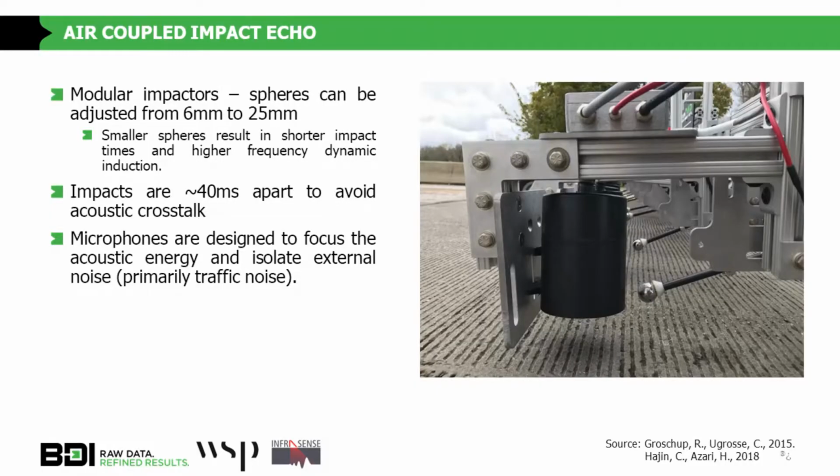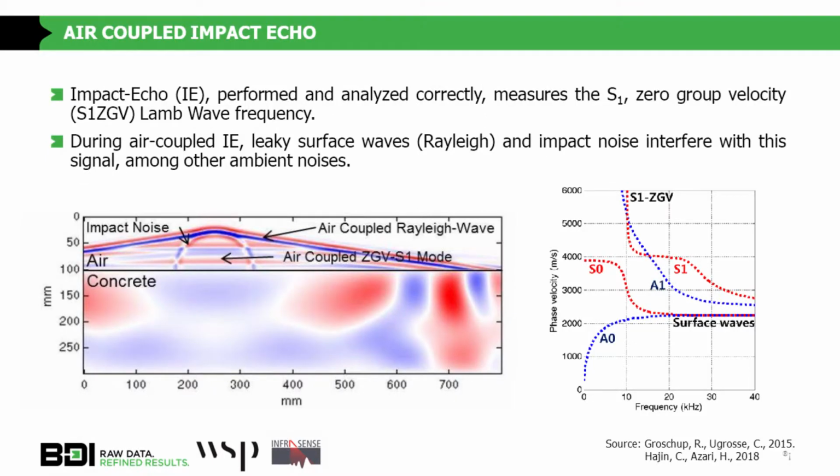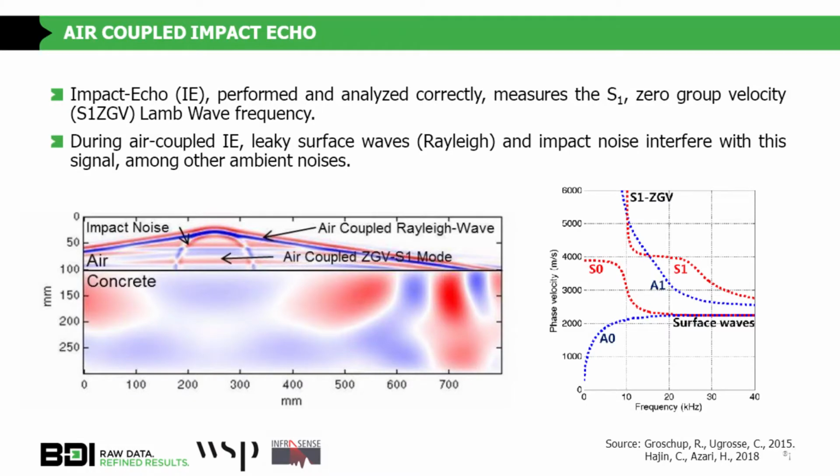And then the microphones themselves are designed to isolate noise from outside traffic, focus the acoustic energy that we're really looking for. And the reason we did that, we didn't just reinvent the wheel. We went back and looked at what Federal Highway had done and other researchers. And acoustic and air-coupled impact echo has been a topic that has been studied in recent years. And the primary thing that everybody has found is that it's very hard to capture these little tiny, not very loud air-coupled zero-group velocity S1 modes. That's very detailed speak for the energy that we're looking for.